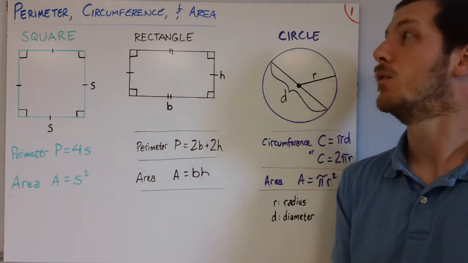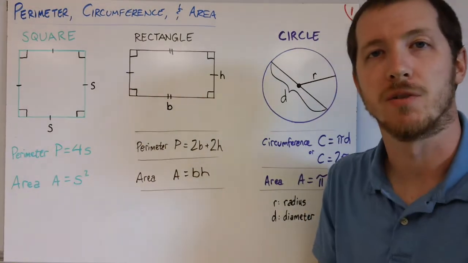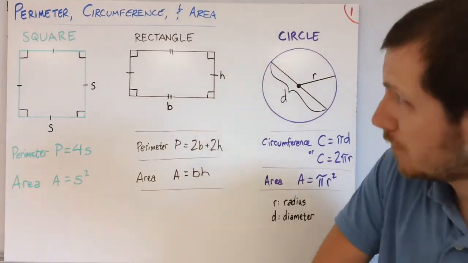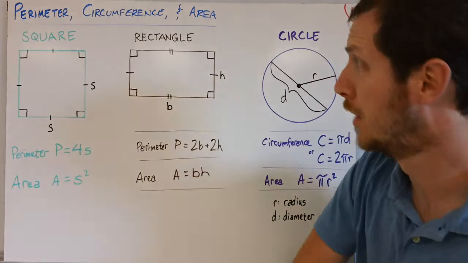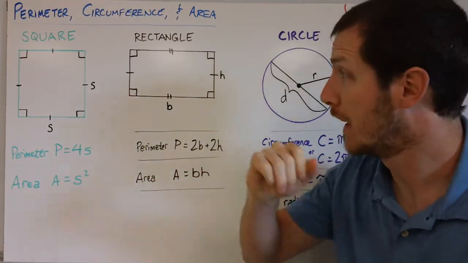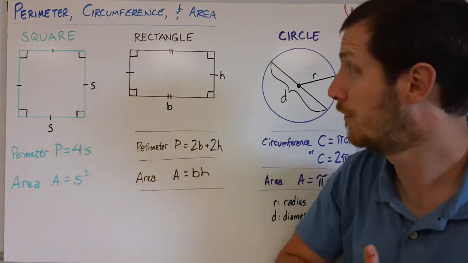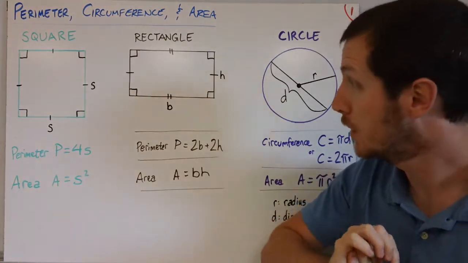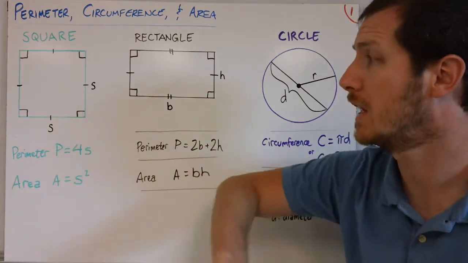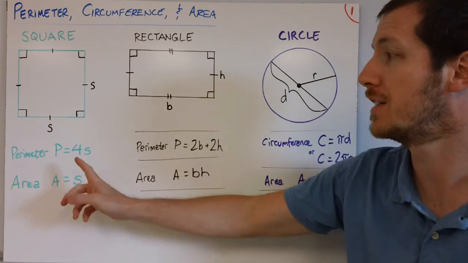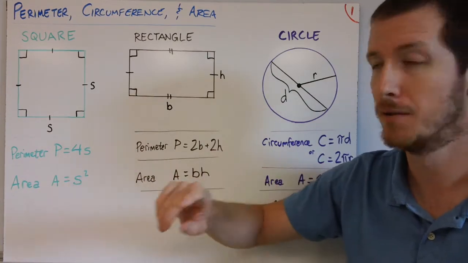Okay, in this video we're going to talk about perimeter, circumference, and area of some of our basic geometric figures. We're going to start off with a square. A square, as you learned in elementary school, has 4 right angles and 4 sides of the same length. Now we know to call those congruent. If we call each side length S, then the perimeter of a square is 4 times S.